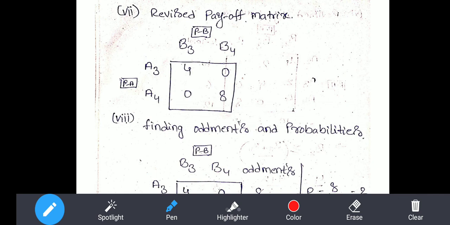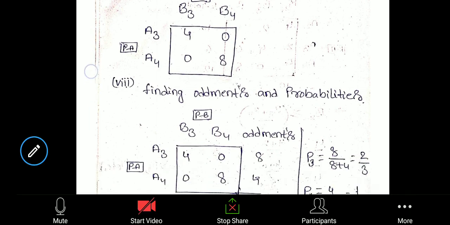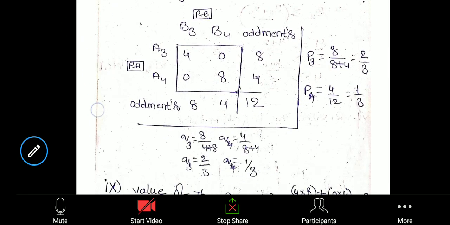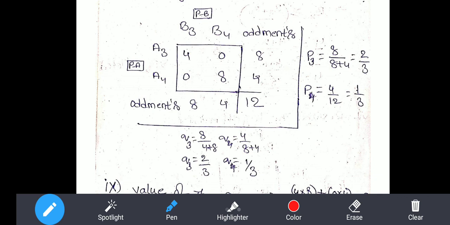So now we are applying the mixed strategy concept for finding the oddments, the probabilities as well as the value of the game. In this oddments calculation, maximum minus minimum will be placed in the opposite position. 4 minus 0 will be 4. 8 minus 0 will be 8 in the opposite position. 4 minus 0 will be 4 in the opposite position. Sum of these two, 8 plus 4 equals 12.